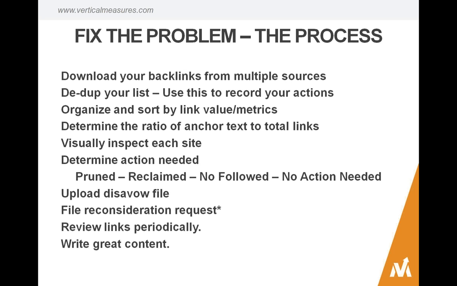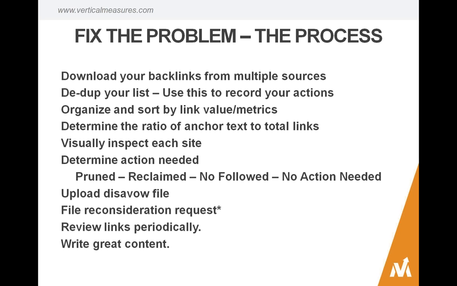So here's how you do that, the process. You download your backlinks from multiple sources, and one of the things that we do is we dedupe our list, because if you're using multiple sources, you'll find that there's a bunch of duplication. And you want to create a list and make sure that you keep this list, because you're going to use that to record the actions that you take for each one of those links. So you can organize and sort by link value and metrics. What we do is sort from healthy links to toxic or bad links, just so we have an idea of the amount of work that we're going to have to do with a particular backlink profile.